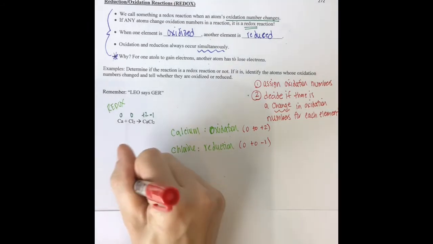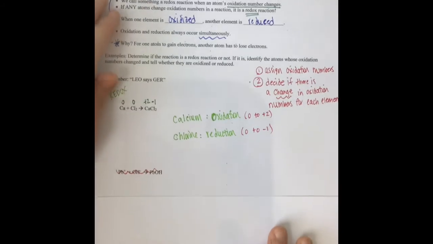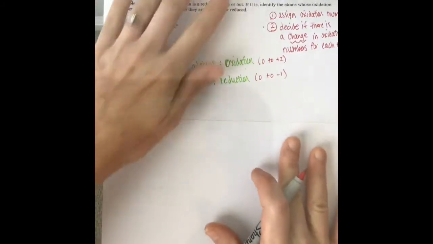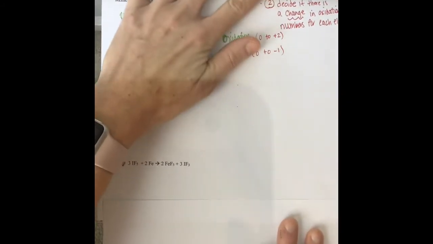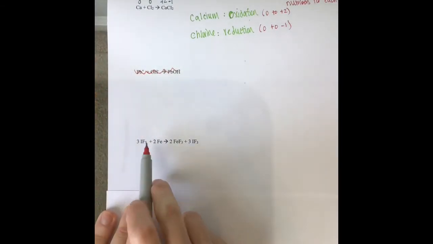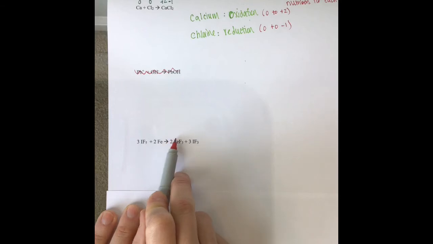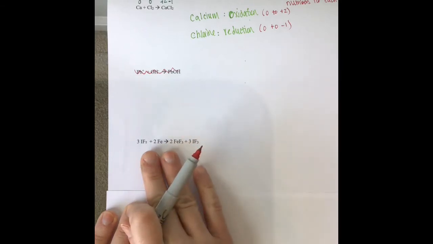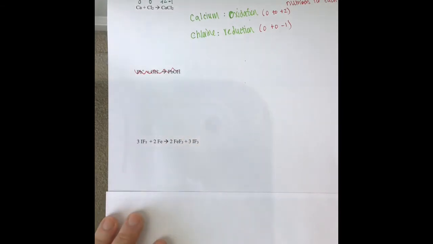Okay, we are going to skip this reaction. It's just not the best example that I want you to have in your notes. And we will work through one more together. I want you guys to go ahead and assign oxidation numbers to every element. We'll come back and check those, and then we'll decide if it's redox or not.